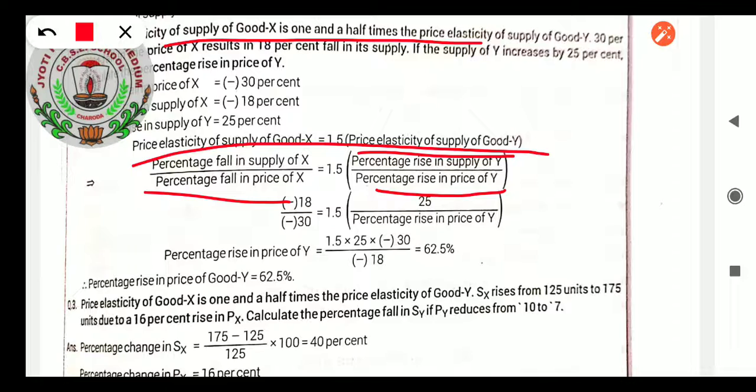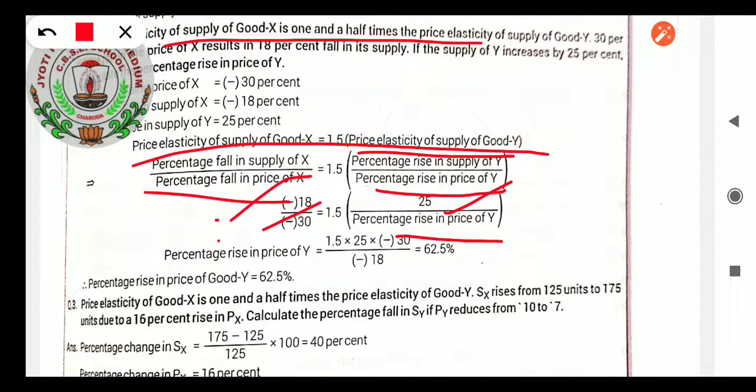1.5. We will substitute the values. We have substituted the values in this line. We don't know the percentage rise in price of Y. Now, cross multiplication we know from the very beginning. So cross multiplied, percentage rise in price of Y into minus 30 will go to this place and this will go this side.